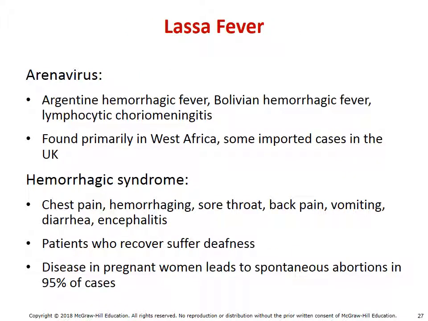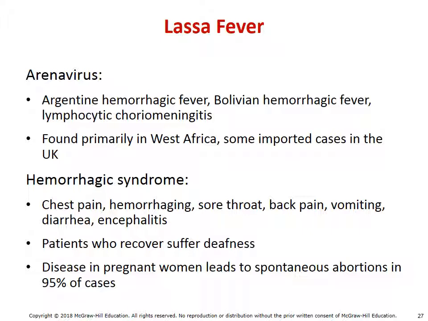Lassa is another hemorrhagic fever that's caused by an arenavirus. Another name for this is the Argentine hemorrhagic fever or the Bolivian hemorrhagic fever. The idea here is this thing can be found in regions that straddle the equator, but has been imported to countries even well to the north, like the UK. So naturally, chest pain, hemorrhaging, sore throat, back pain, vomiting, diarrhea, even encephalitis can happen.